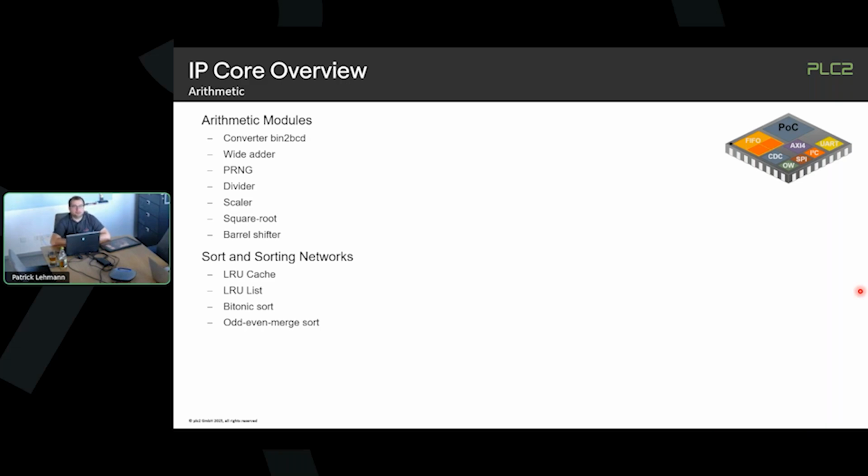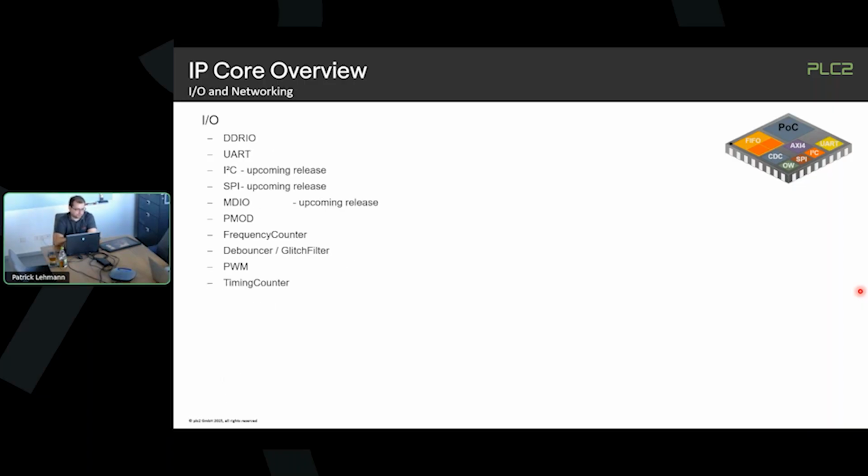In arithmetic, we also can put in sorting networks and sorting algorithms. So we have an LRU cache implementation, an LRU list implementation, Bitonic sort, odd even, merge sort, and some others. And in the category of arithmetics, I also have for you statistic modules when it comes to average computation, histograms, minimum and maximum computations. We also have algorithms for this one.